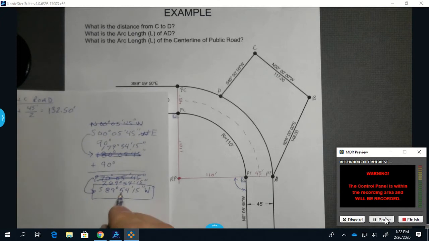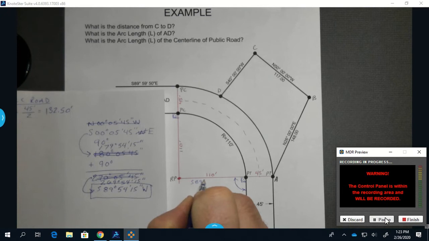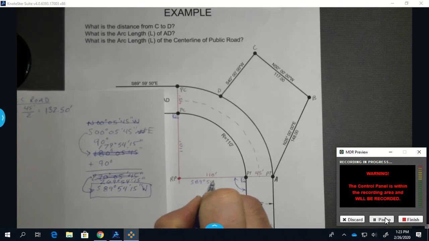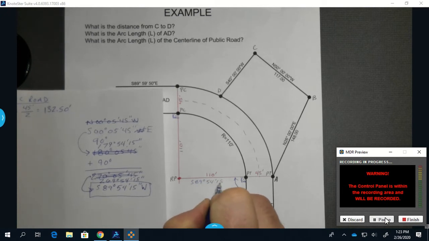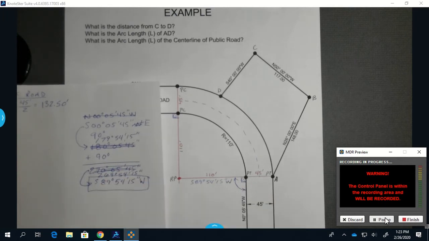So this bearing here is right here. South 89 degrees, 54 minutes, 15 seconds west. Okay, I apologize for that little mix up there, but you can see how easy that is to do. All right, so I figured out my bearing there.